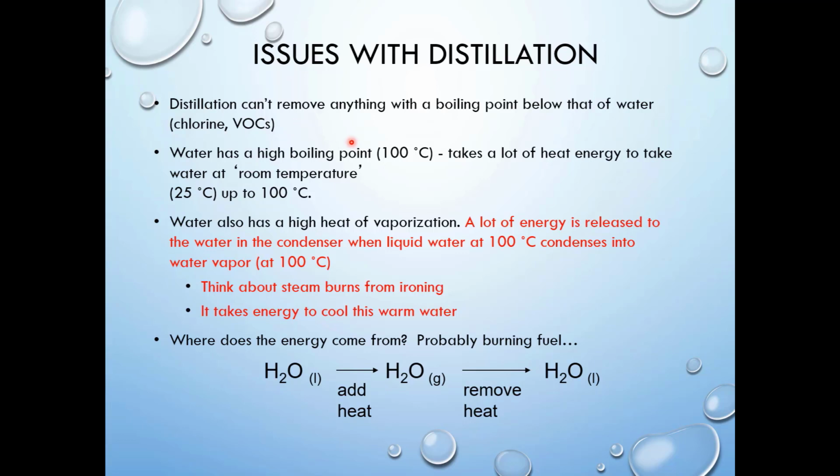One of the other problems with distillation is that water itself has a very high boiling point. It's not very, very high, but it's high enough that it takes a lot of energy to boil this water, to take it up from 25 degrees Celsius to 100 degrees Celsius. So it's not very green to be purifying your water with this energy-intensive method.